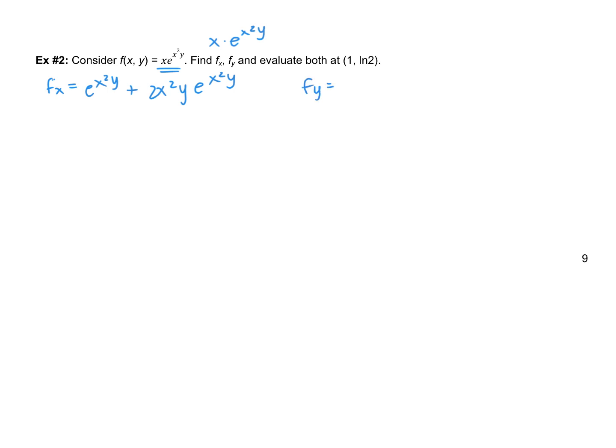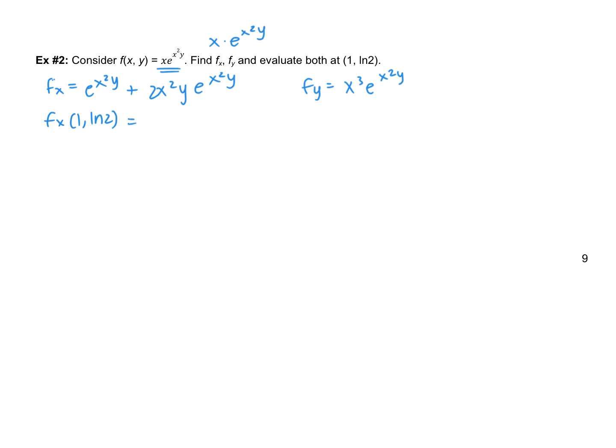So we have 2x times x, which would give us 2x squared y e to the x squared y. And then, if I find the first partial with respect to y, so I'm treating x like a constant, this would become x cubed e to the x squared y.